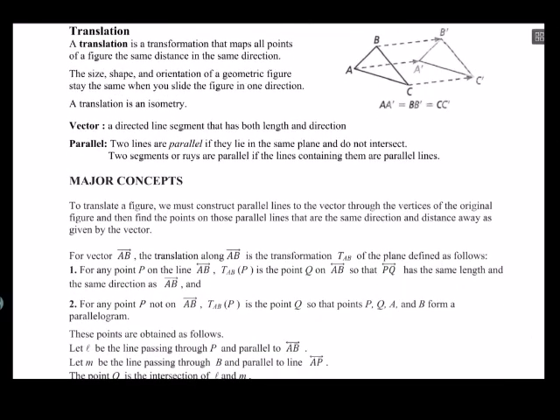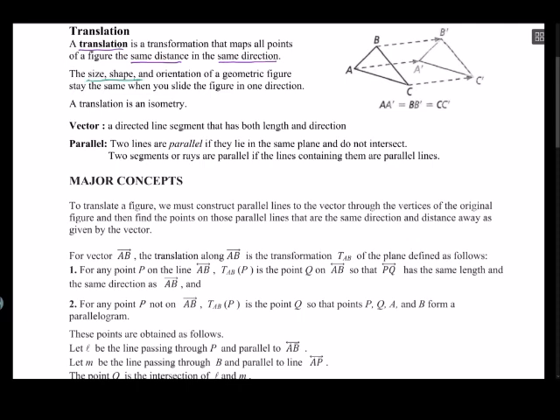Now, a translation is a transformation that maps all points the same distance in the same direction. Now, this makes it different from our other transformations. Rotations, remember, turned it around a circle, and reflections flipped it over a line. A translation, remember, is just a slide. So we are moving all of our points the same direction and the same distance.